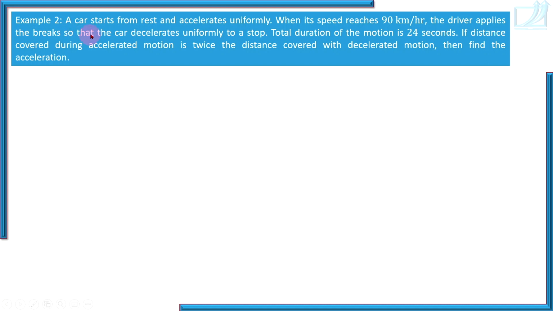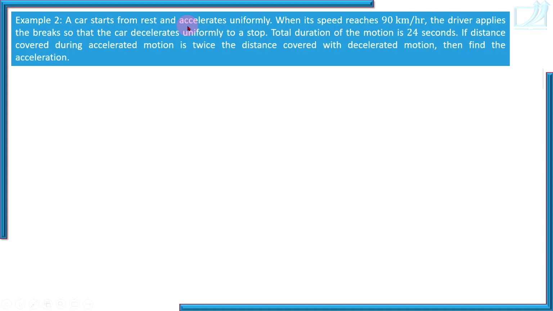Next problem. A car starts from rest and accelerates uniformly. So from the first statement, what you realize is that it is uniform acceleration motion. When its speed reaches 90 km per hour, the driver applies the brakes so that the car decelerates uniformly to a stop. Total duration of the motion is 24 seconds. If the distance covered during accelerated motion is twice the distance covered during decelerated motion, then find the acceleration. So here acceleration is different in different time intervals. So that suggested to us to draw the VT diagram. So let's draw first the VT diagram.